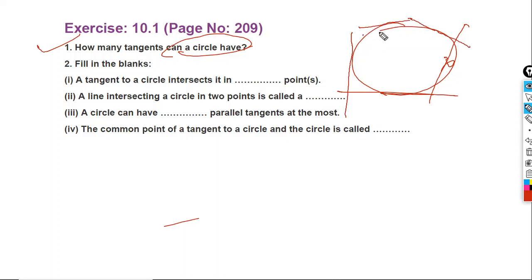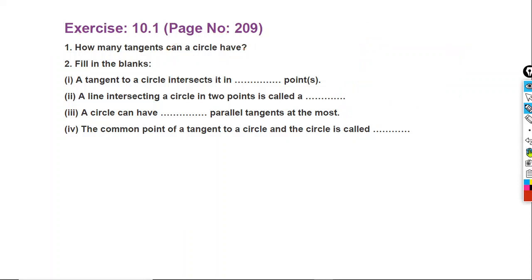Why? Because in a circle there are infinite number of points, so there will be infinite number of tangents. So, infinite number of tangents.